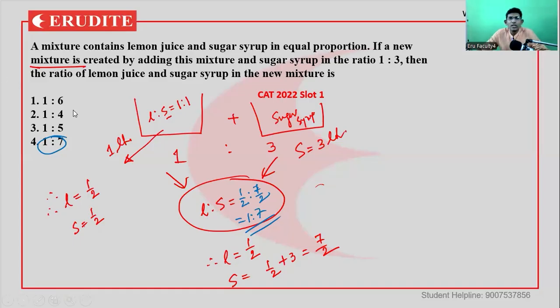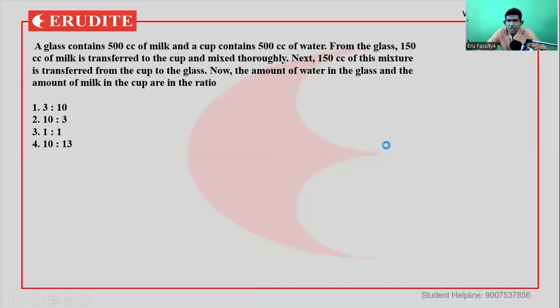Fine. Let's take another example. Now here we'll be doing intermixing of the mixtures. Now this is an interesting question. Let's see what it says.